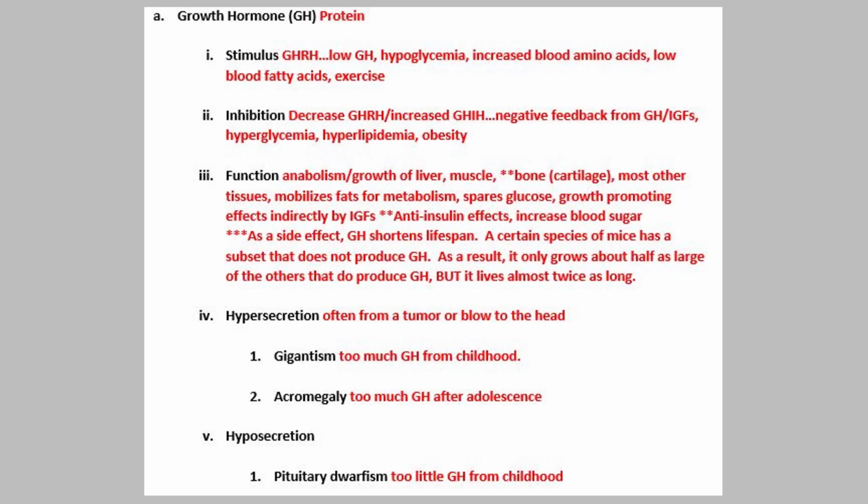But if you have hyposecretion of growth hormone, then you get something called pituitary dwarfism. Pituitary dwarfism is the result of hyposecretion of growth hormone from childhood. If you have not enough growth hormone as a child, then you are going to be very, very small. You're going to have some developmental difficulties. But if you have hyposecretion of growth hormone after adolescence, really not too much is noticed, because after adolescence, growth hormone typically drops off significantly. It's still there, but not as much.